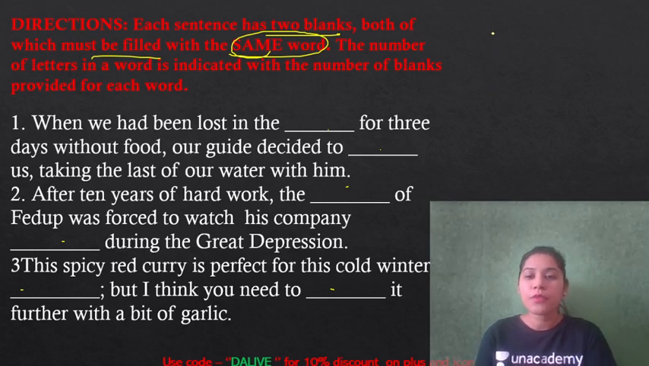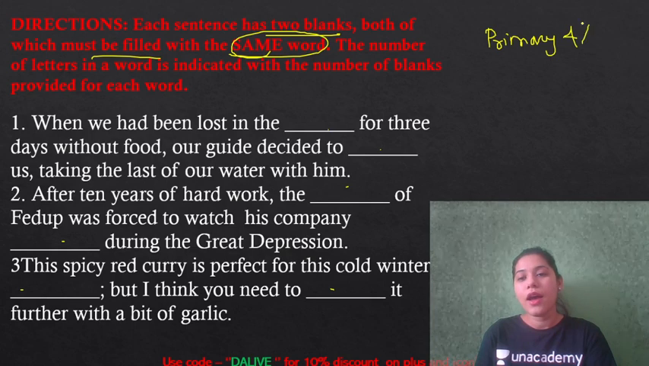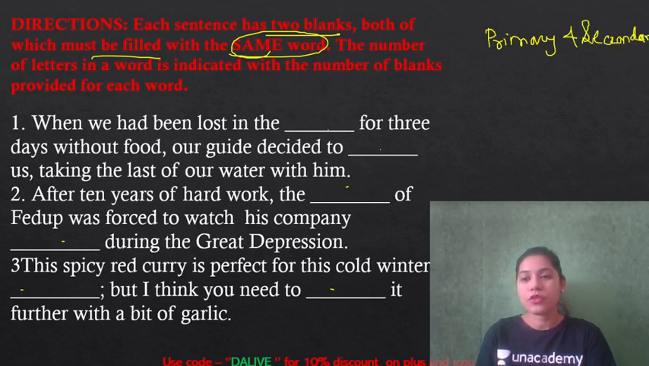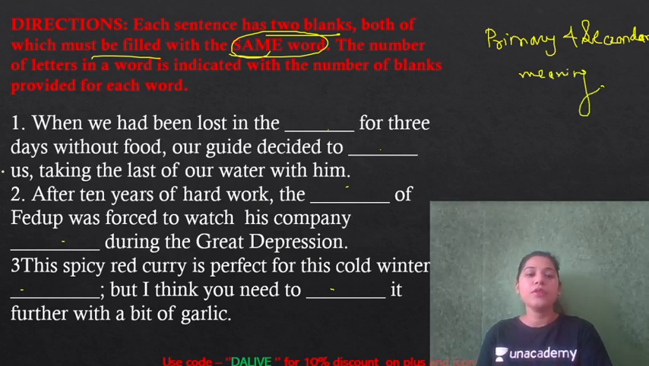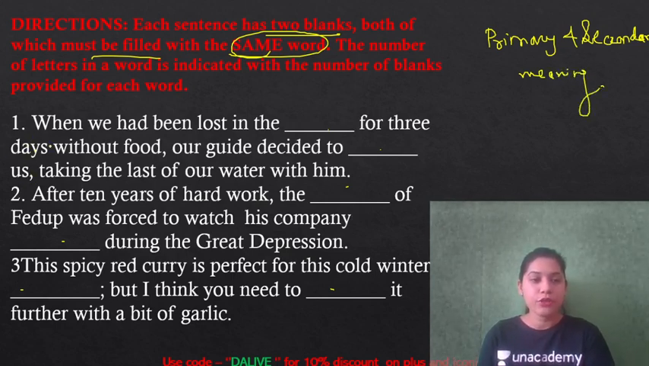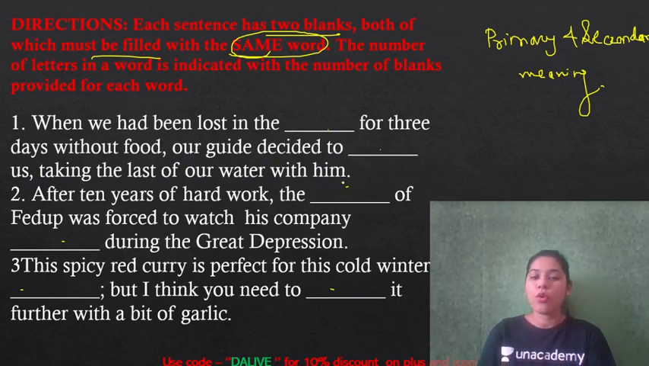What are we learning? We are learning primary and secondary meanings of any word. For example, let me solve the first question for you. When we had been lost in the dash on the blank for 3 days without food, our guide decided to dash us, taking the last of our water with him.